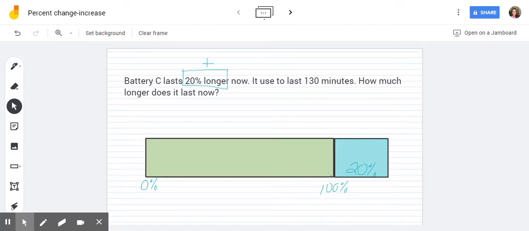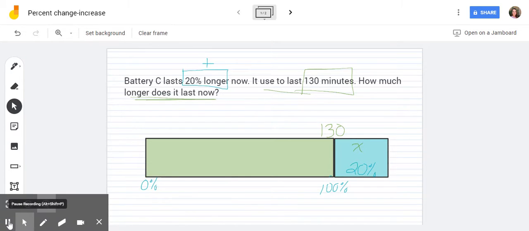As we go back to the problem, it used to last 130 minutes. That's its original starting amount. So it was 130 minutes. But it's asking how much longer can it last now? So we're asking for how much did it change? How much did it increase?